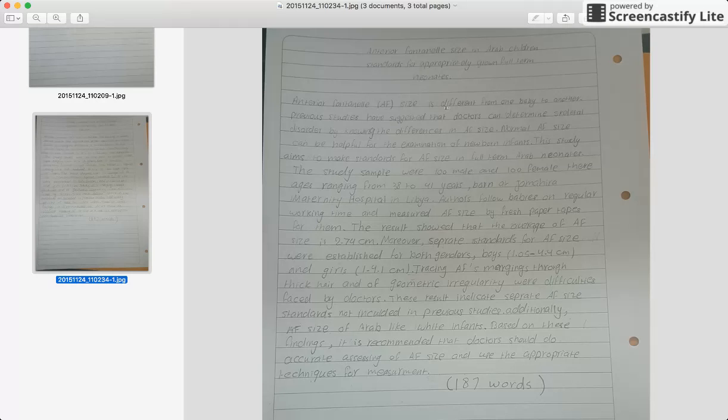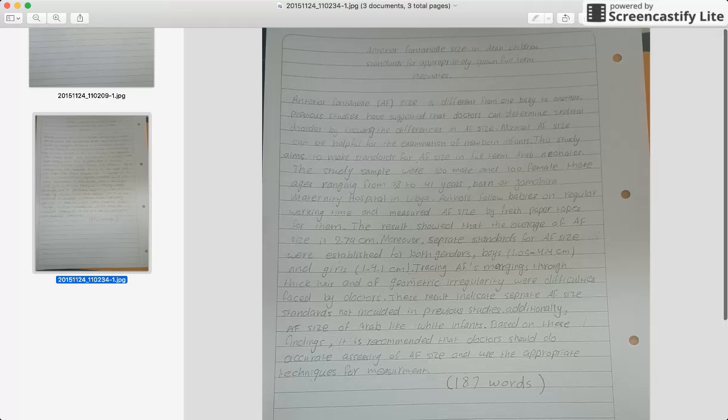because yes, it's different from baby to baby, but there's also a standard size, and if the baby is not that standard size, then there might be a problem. Okay, so you're basically saying the same thing in three sentences here. We could condense this to one sentence and then add a sentence about the different AF size depending on the race of the baby. Okay, this study aims to make standard for AF size and full-term Arab neonates.